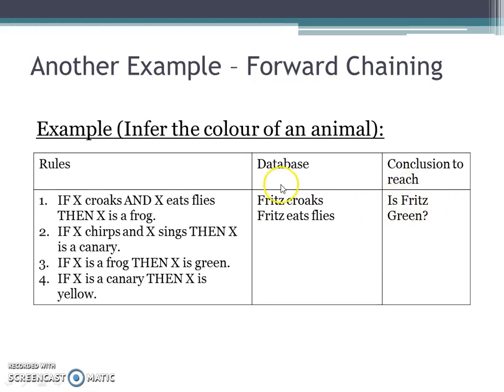Right, so the facts that I know so far, I actually put inside this database, and this database is really the working memory. So this working memory, what we have so far is we know that Freeze croaks and Freeze eats flies. So now, given this information, and also given the rules that help us infer whether Freeze is green, we are going to try to figure out the color for this animal Freeze. So how does it work using a rule-based system?